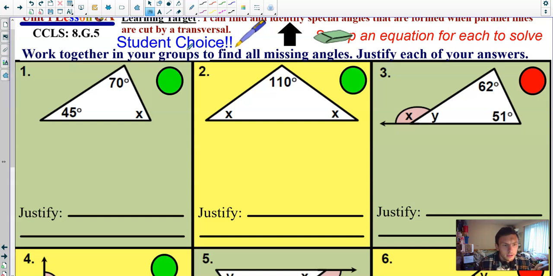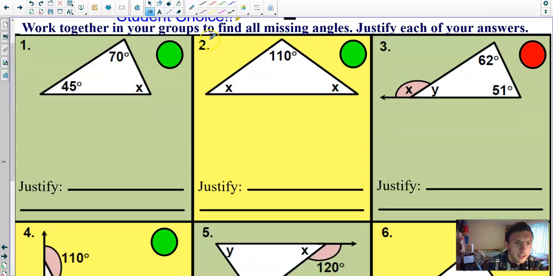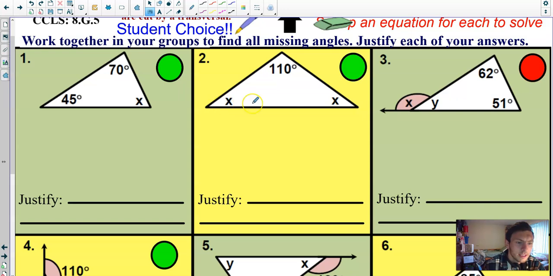So number 1, they give you 2 of the angles of a triangle, but not the third. I'm going to show you 2 ways to do this really quick. When you know 2 of the angles of the triangle and you're missing a third, the first thing you need to do is add up the 2 angles that you have. 70 plus 45 is 115. And then, since all of the angles add up to 180, I just do 180 minus 115, and I get 65. So x is 65 degrees.